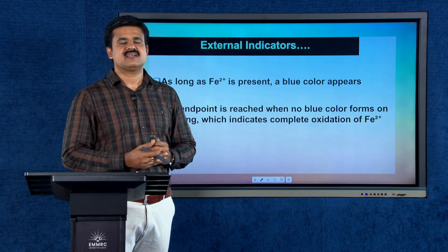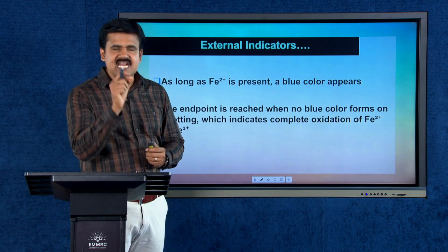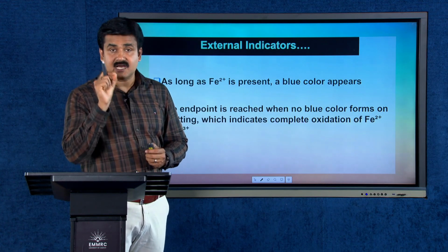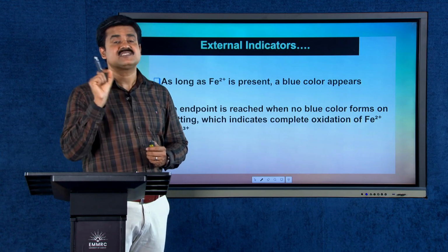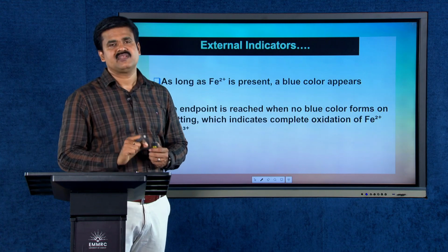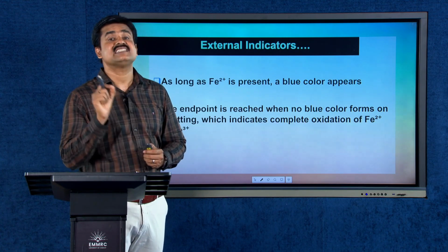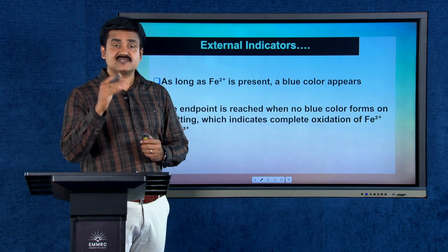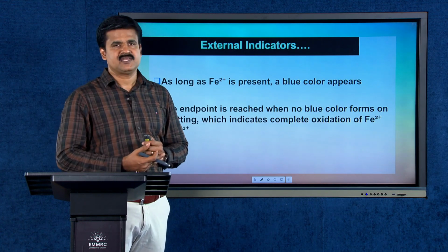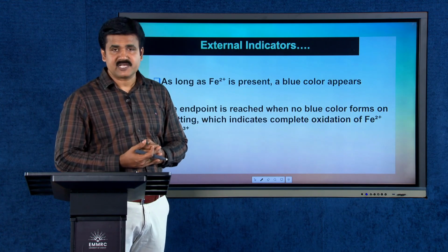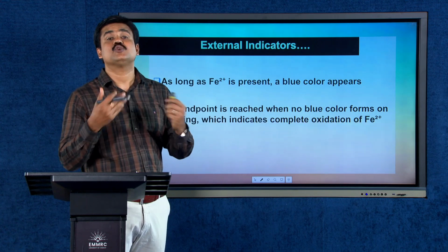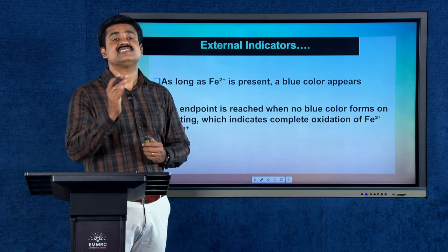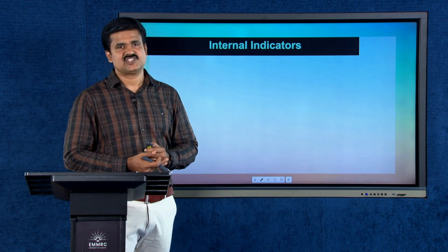This point I will make clear once again. Only Fe2+ can form a blue colored species, that is Turnbull's blue, when mixed with potassium ferricyanide. If all the Fe2+ ions are oxidized to Fe3+, there will be no more Fe2+ ions and the color will totally disappear. That is the end point of the reaction.